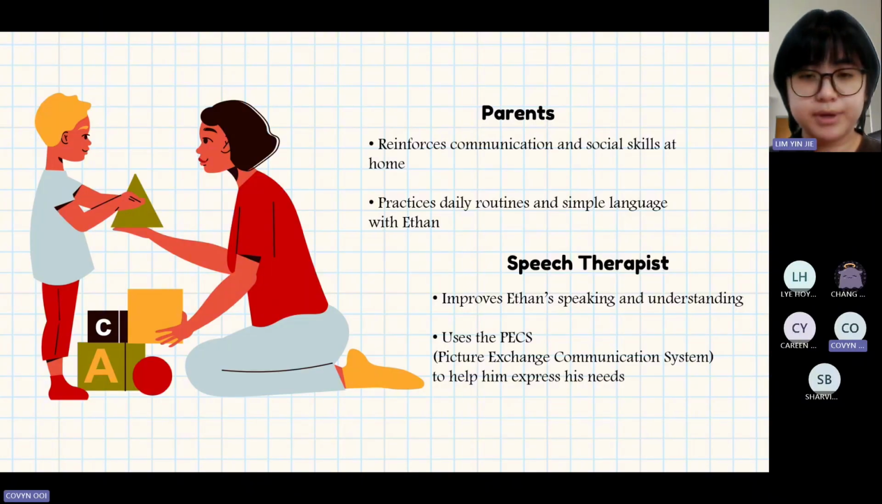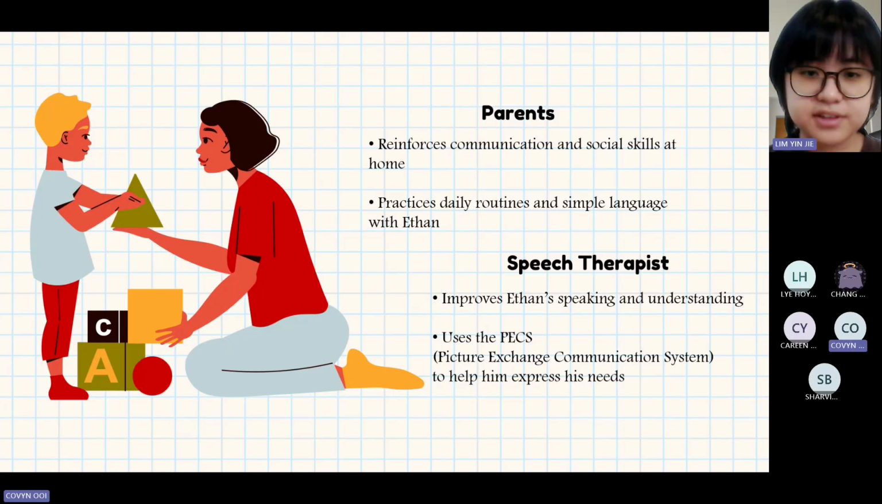Next is the speech therapists. They help Ethan talk and understand better and use picture cards to help him show what he wants. This is called the Picture Exchange Communication System, also called PECS. For example, if Ethan wants milk, he can give a picture card to ask for it. This way, he doesn't get upset and he can tell others what he really wants.